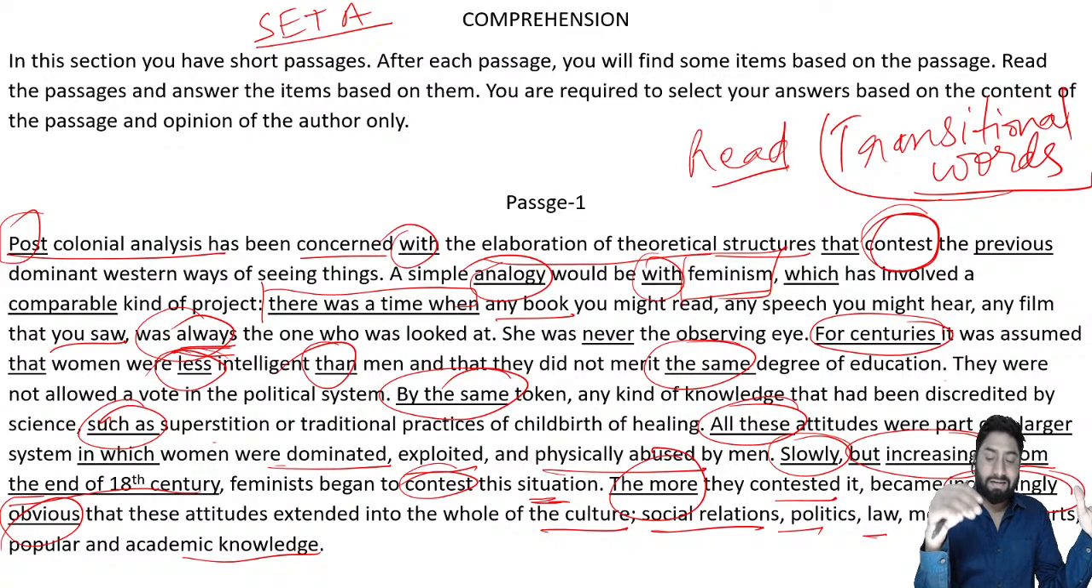That's where it started, and the whole paragraph talked about feminism, the women, what was the condition of the women in the society, in every society, what was prevalent in all the societies, and how women were really oppressed, right, and exploited, and how they actually contested that situation and they fought for it everywhere, right? That's how it ended. So the whole paragraph, what it talks about, we're able to get the gist of it, the context of it, with the help of transitional words.